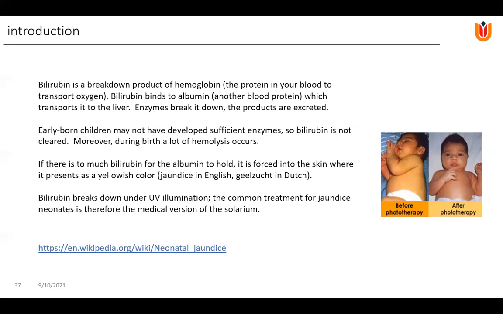So what usually gets done for the benign variant is that these children get UV illumination. They will just be in a solar bank for a little while, and then it will break down, and nothing is wrong. If the non-benign, the malignant version is present, then more treatment is needed.